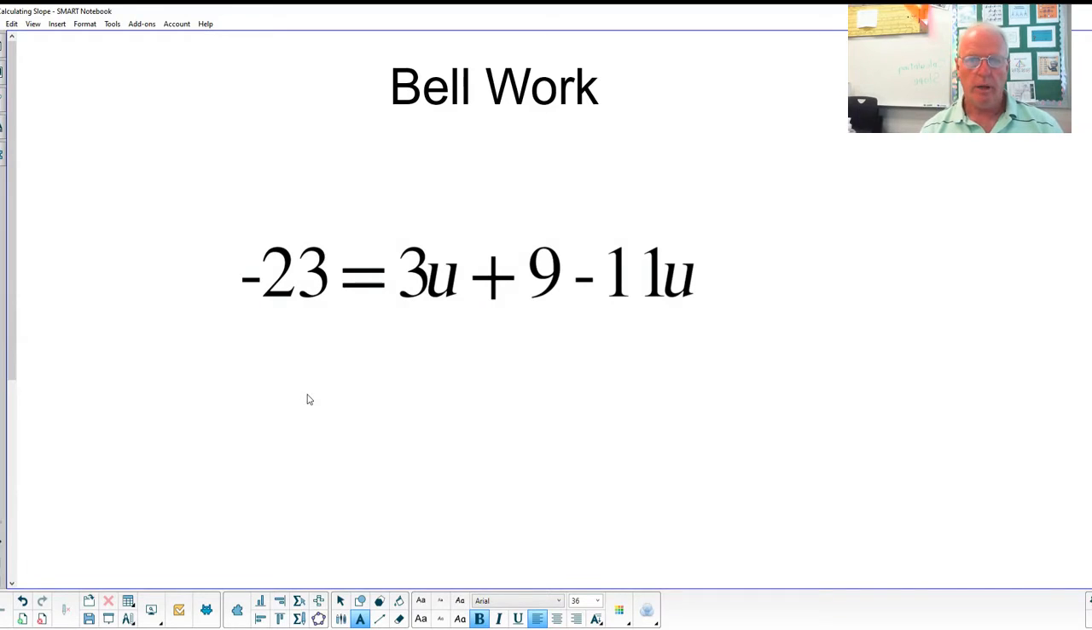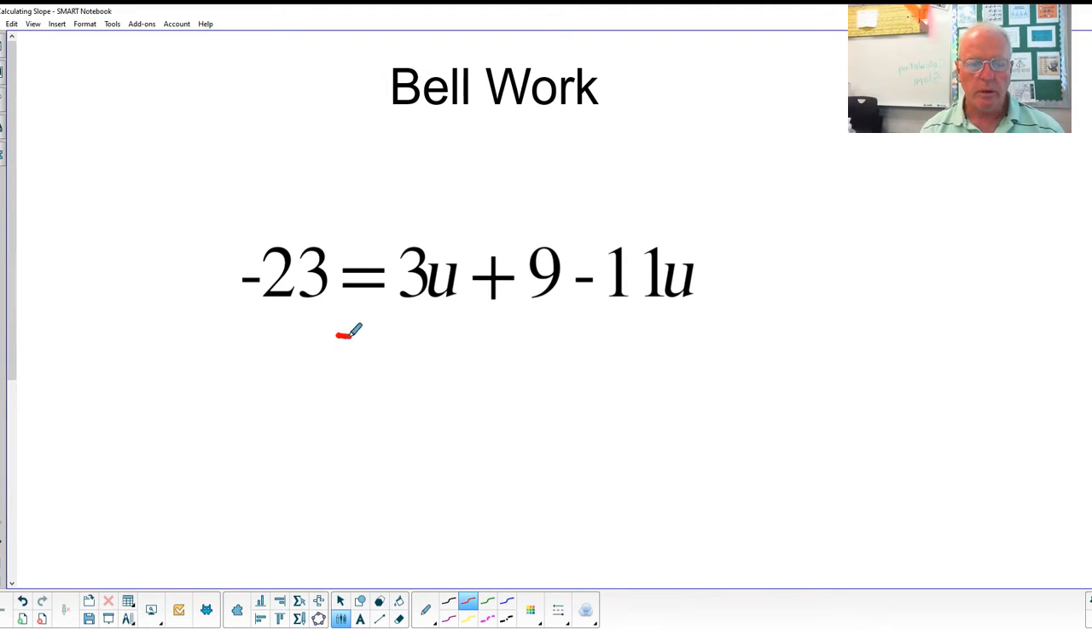Today we're going to be talking about how to calculate slope. First, let's do a couple of review problems that will help us keep from forgetting what we've learned about already with equations and inequalities. So let's start out with grabbing ourselves a marker and look at this first problem.